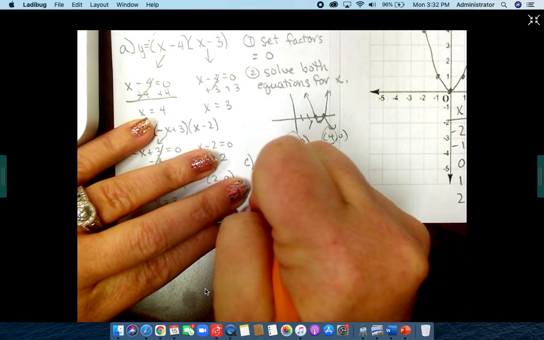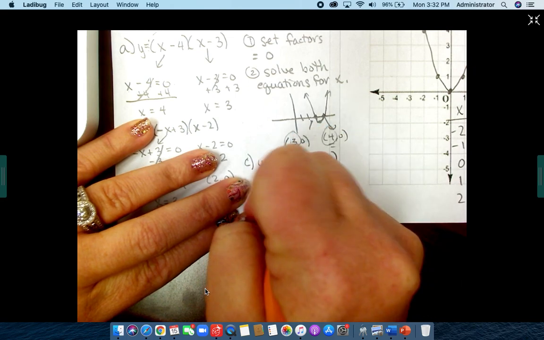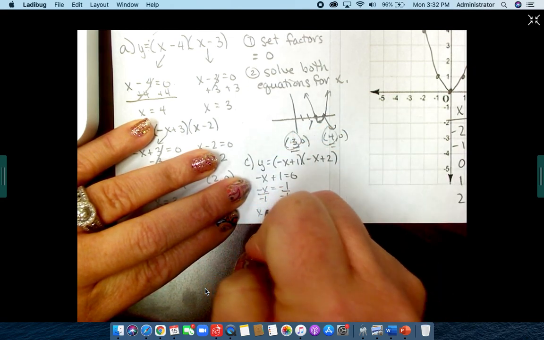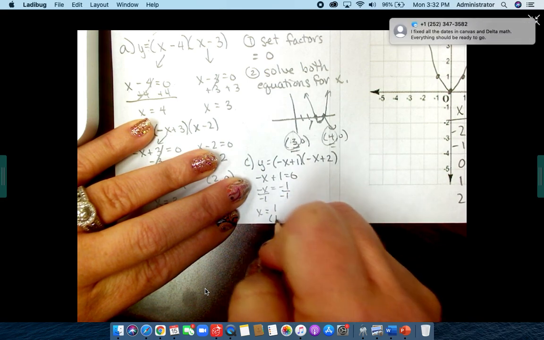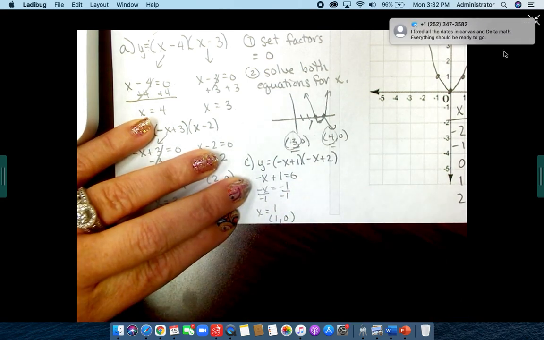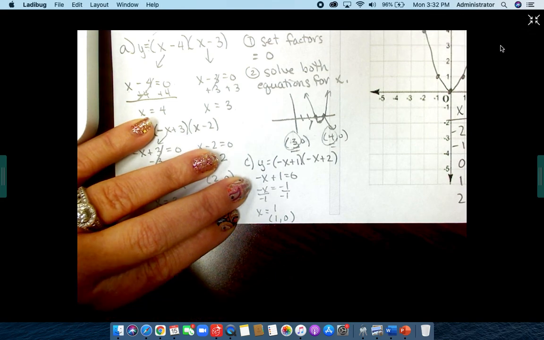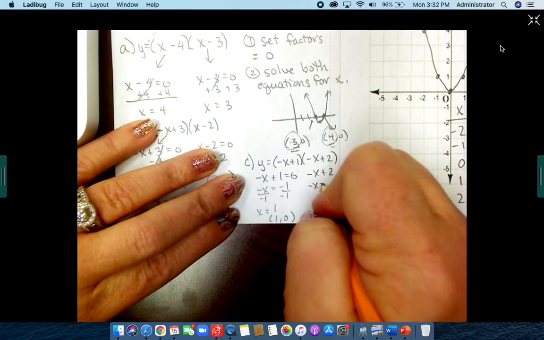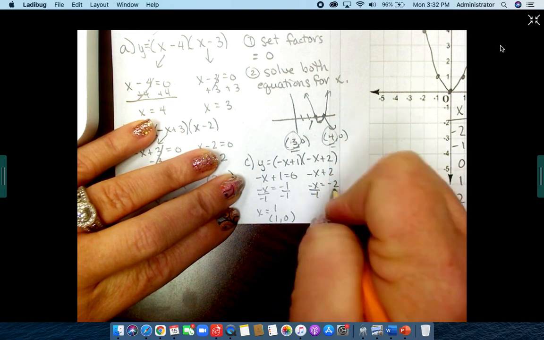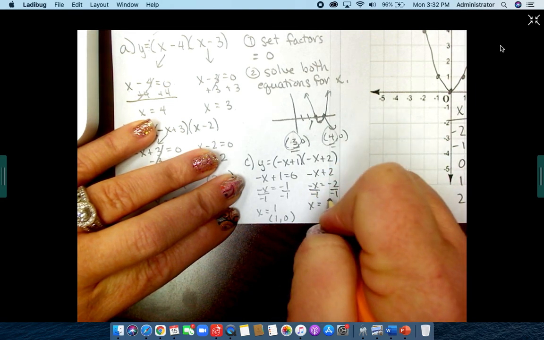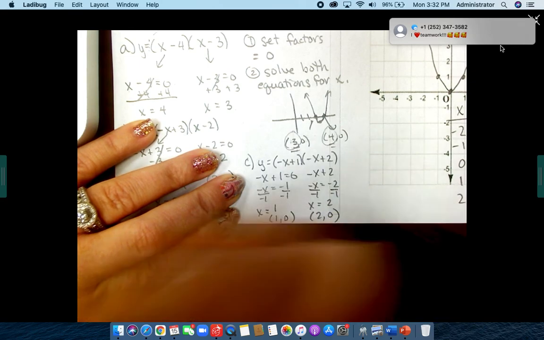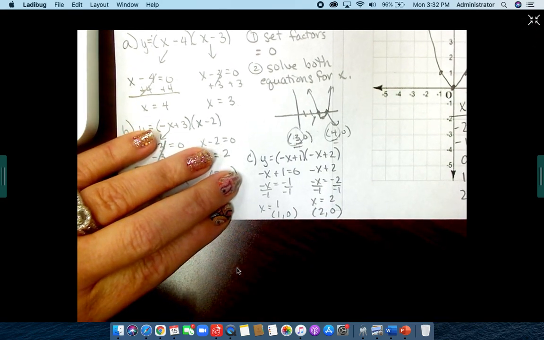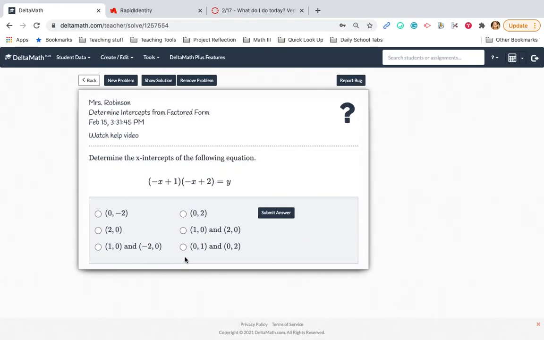And if I set this equal to 0 and solve, dividing both by a negative 1, I'm going to end up with 1. So I have the ordered pair 1, 0. And then if I subtract 2 from both sides and divide by this negative 1, I get 2, which is 2, 0. So 1, 0 and 2, 0 would be our solutions.